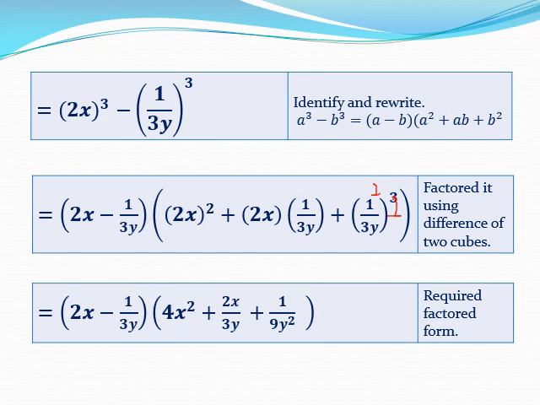Then after simplification we get 2x minus 1 over 3y times 4x square, as 2x square is equal to 4x square, plus product of these two terms equal to 2 by 3 x over y, plus 1 over 9y square, because 1 over 3y square is equal to 1 over 9y square. And this is our required factored form.